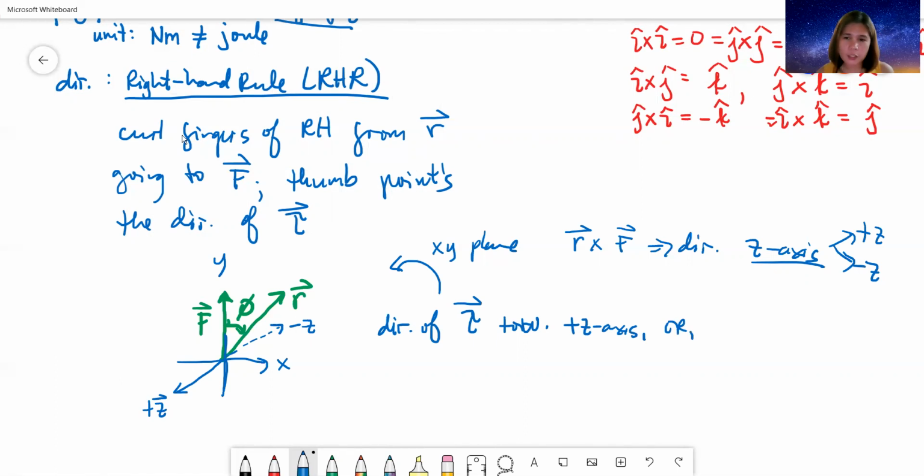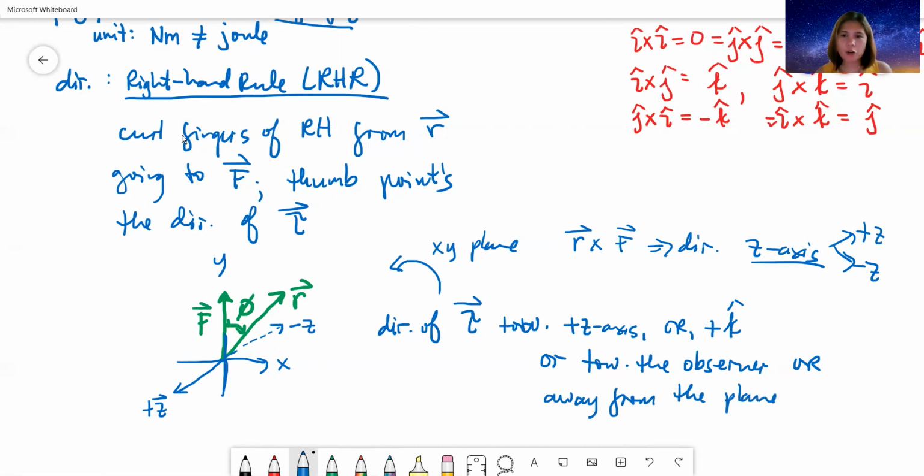or I can also say it's towards positive K hat, or I can also say towards the observer, which is ako, or pwede ko rin sabihin away from the plane. All of these four directions are the same. Okay? So, that's for the direction. Or, meron pang isa. The symbol is a circle with a dot here. The dot is like the tip of an arrow that is going towards you. So, yan yung symbol natin.